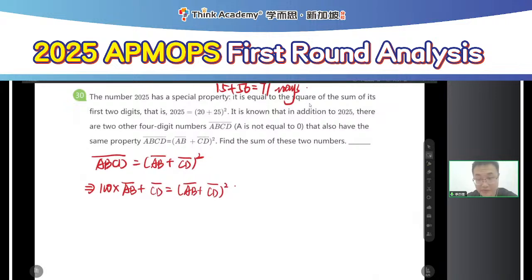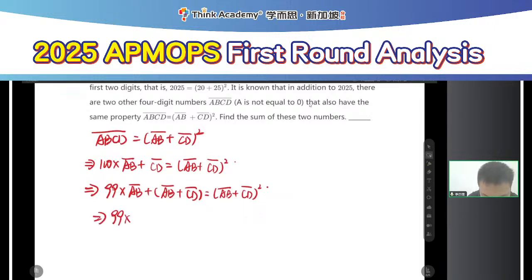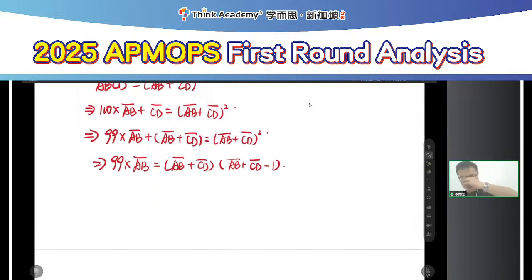And then on the right side, we have AB plus CD. So on the left side, we split one of the AB plus CD out. And then we move this AB plus CD to the other side. And it should equal AB plus CD times (AB plus CD minus 1). Right? And then look at this structure. It's easy for you to find out that the left side is a multiple of 99. So 99 is 9 times 11.